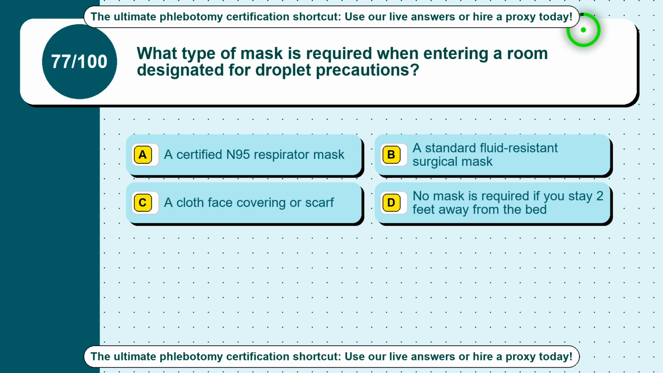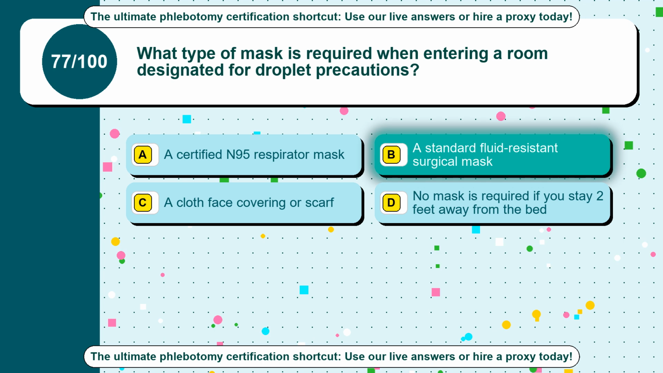Question 77. What type of mask is required when entering a room designated for droplet precautions? Option A, certified N95 respirator mask. Option B, a standard fluid-resistant surgical mask. Option C, a cloth face covering or scarf. Option D, no mask is required if you stay 2 feet away from the bed. The correct answer is option B, a standard fluid-resistant surgical mask.